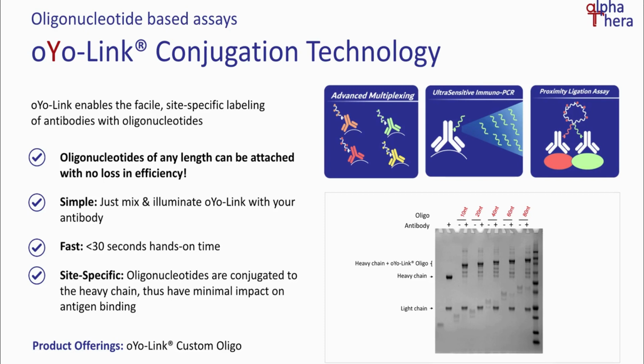The high-affinity interaction between oYo-Link oligo and the antibody ensures highly efficient labeling, regardless of oligonucleotide length. As can be seen on the SDS-PAGE, the efficiency of labeling the antibody heavy chain is similar regardless of whether the oligo is 10 bases or 80 bases in length.